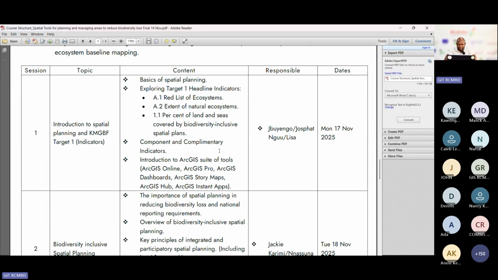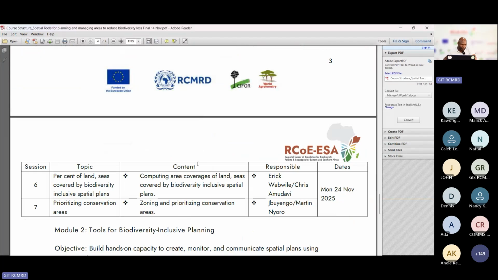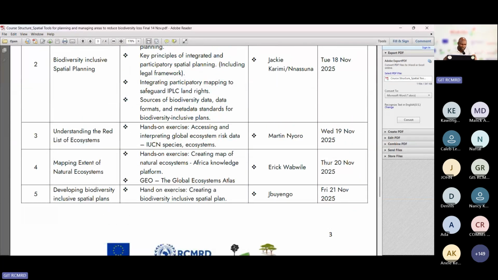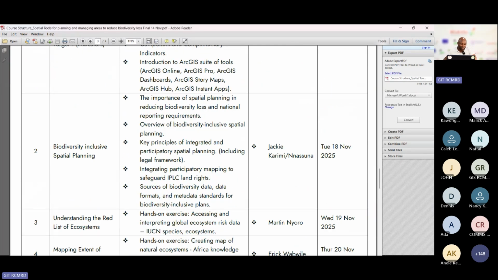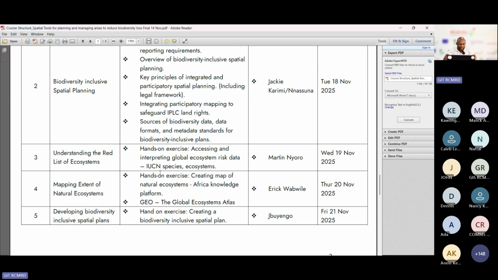Running two major modules. Module 1 has 7 major sessions. Session 1 will introduce the KMGBF target 1. Then session 2 will talk about biodiversity-inclusive spatial planning, matters of planning. Then we'll also understand the red list of ecosystems under session 3.